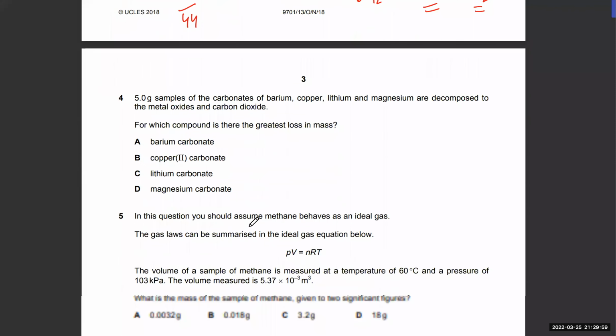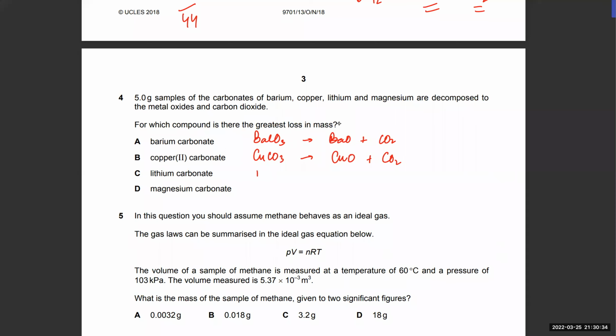Next one. 5 gram samples of carbonates of barium, copper, lithium, and magnesium are decomposed to metal oxides and carbon dioxide. For which compound is there the greatest loss in mass? Now, this one is a difficult question because you have to solve for each one of them. You've got barium carbonate, and you have to form oxide and carbon dioxide. You've got copper carbonate, so it's going to form copper oxide and carbon dioxide.